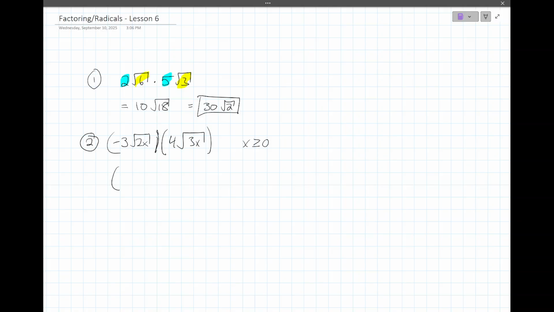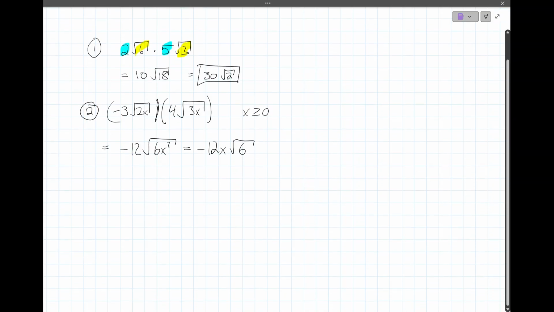So the negative 3 and 4 multiply, and I'll get negative 12. And then 2x and 3x multiply, and I'm going to get 6x squared, all under a square root like that. What I've got to do now is, the 6 has no perfect square factors, so I can't take anything out. I can take out the x squared, and it can just come out as x since I declared x to be greater than or equal to 0. I don't need to worry about absolute values. So this is negative 12x root 6, and that's my final answer here.